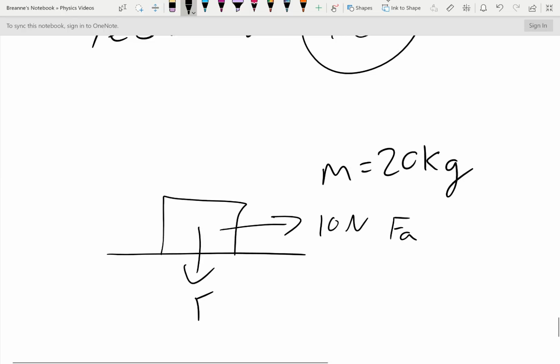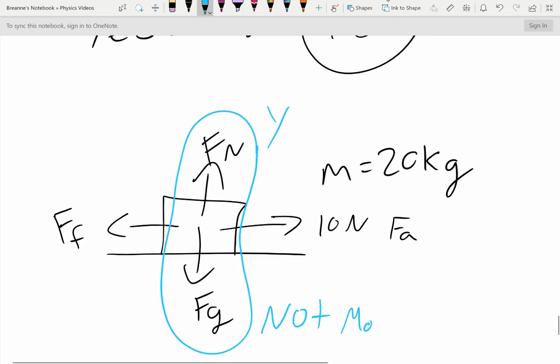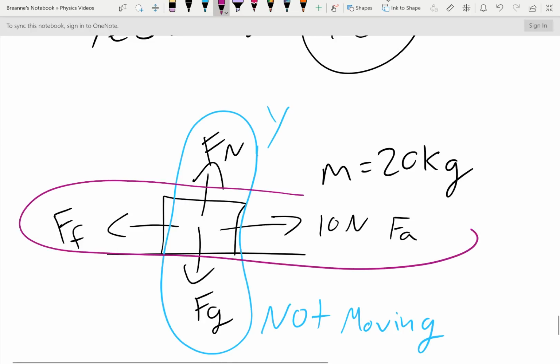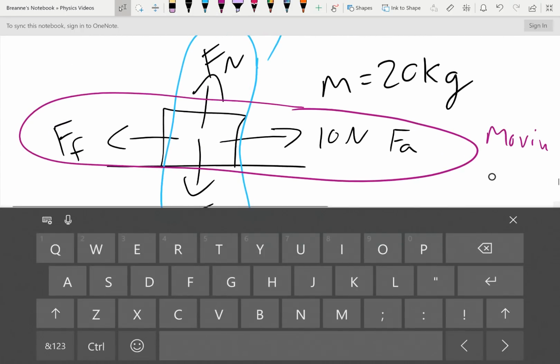Force of gravity goes straight down. You have a force of friction. Remember, force of normal goes with the surface. It's just a flat surface, so it's there. So is the box moving in the y direction? Hopefully you said no. Not moving. Because we know it's moving in the x direction, because it's being pulled in that way.